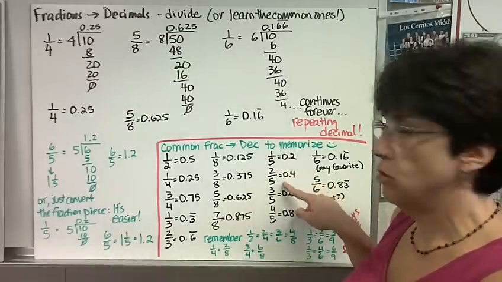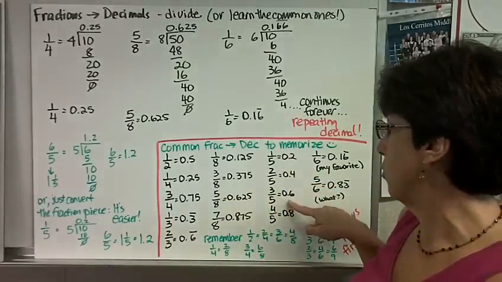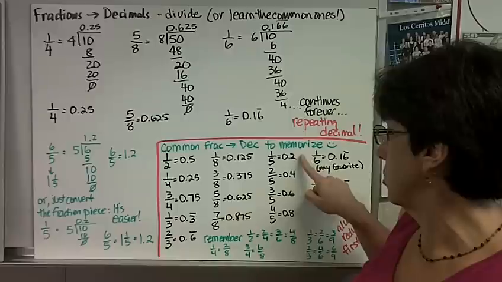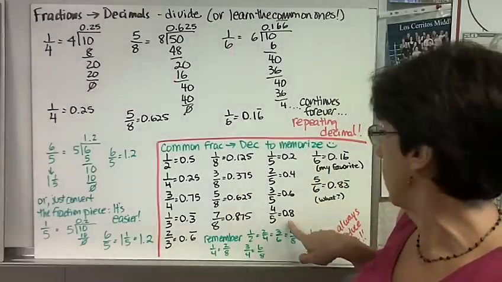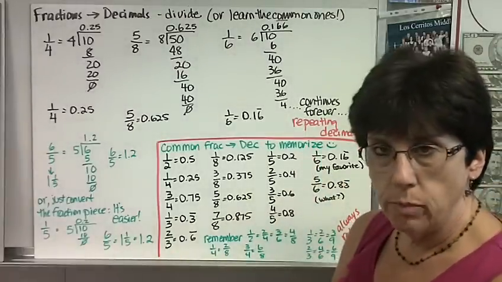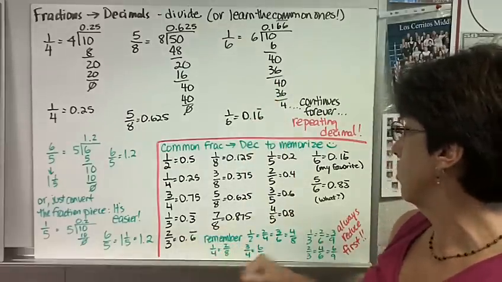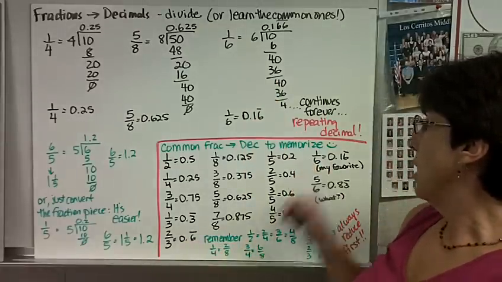All right, the fifths you probably already know. 1/5, 0.2, 2/5, 0.4, 3/5, 0.6, 4/5, 0.8. Notice it just increases by 0.2 each time. And then the two repeatings, that one we did and the other one I want you to learn besides the thirds, are the sixths. Okay?